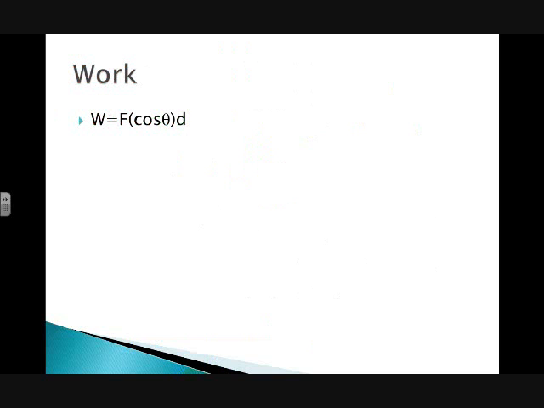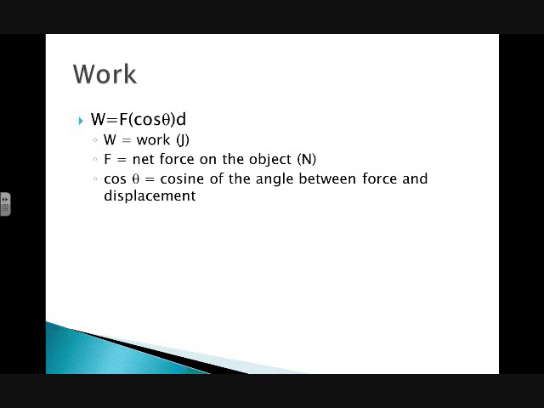So here's our equation for work. Work is force times the cosine of the angle between the direction of the force and the direction of the displacement. In the higher physics sense, this is the dot product. You're taking two vectors, multiplying each other, and we're getting a scalar, because work is a scalar number.